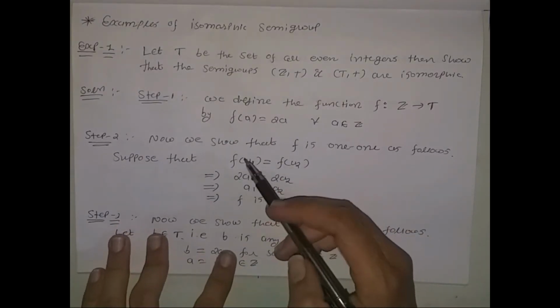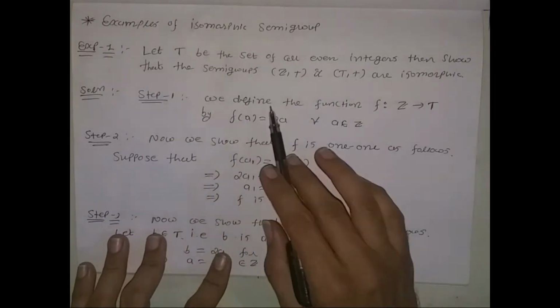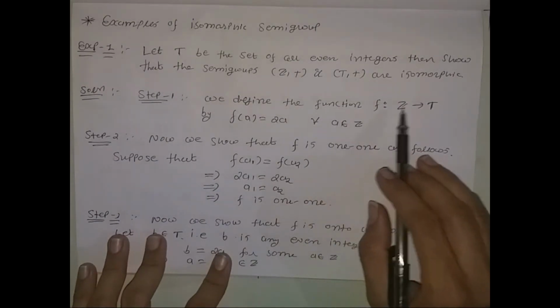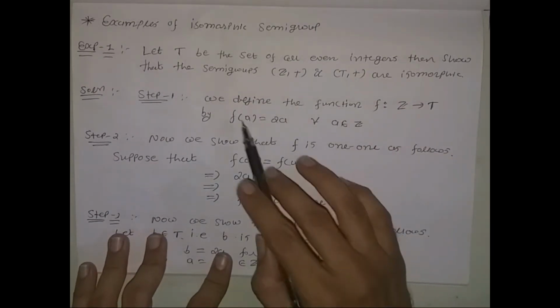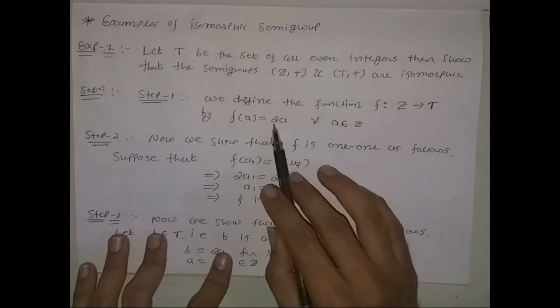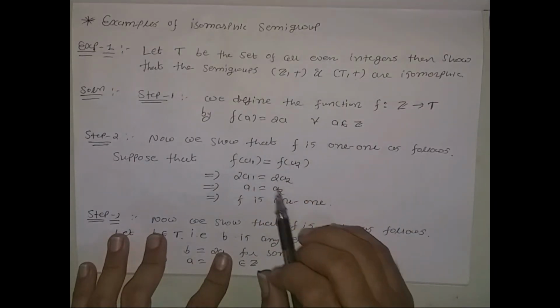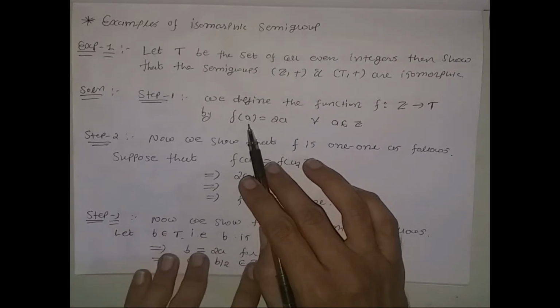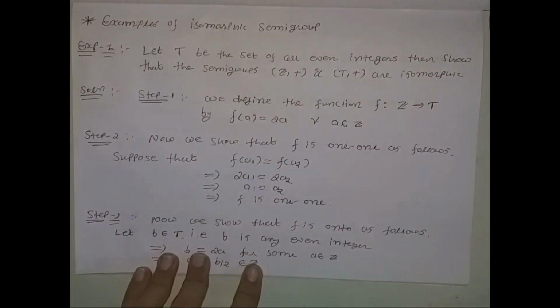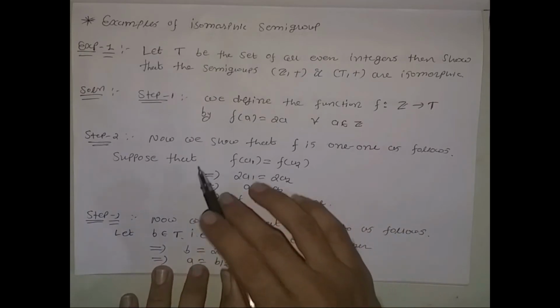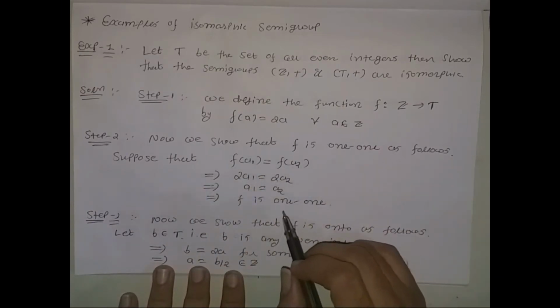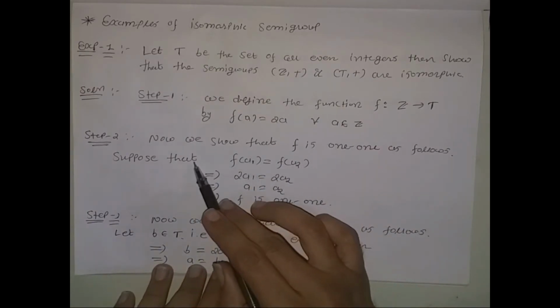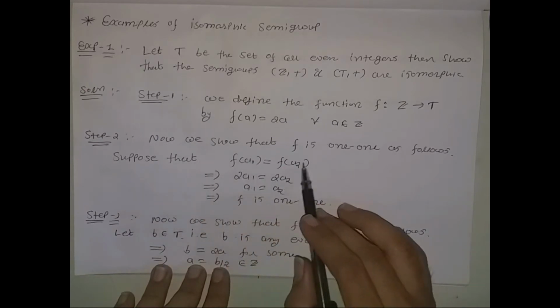Okay. So in step 1 we will define the function f from Z to T by f of a is equal to 2a for all a belongs to Z. That is, we multiply the integer elements by 2. Now in the second step we will show that f is a 1-1 function. So first of all, for that, suppose that two images are the same.